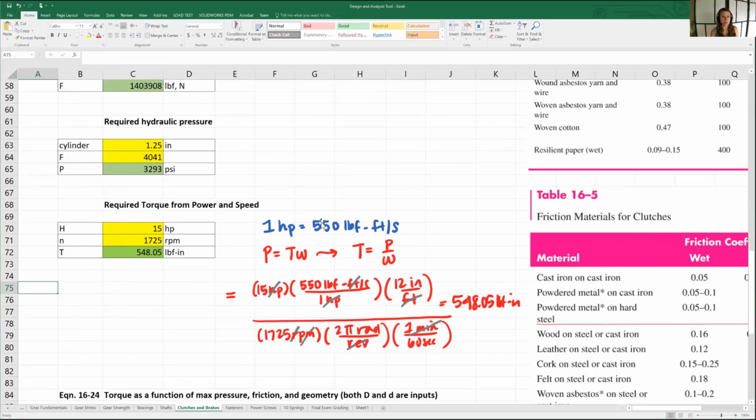The first thing is 1 horsepower equals 550 pound-force foot per second. And then we know that power equals torque times speed, so torque equals power over speed. You can look at how I did the conversions here: 15 horsepower times 550 pound-force foot per second per horsepower, which is a piece of information you would need, times 12 inches per foot, over 1,725 RPM, 2 pi radians per revolution, 1 minute per 60 seconds. You can see where I've crossed out the units to make sure I'm outputting units of pound-force inches. This is a good process to know, and again, a good thing to put in your analysis tool. So let's remember this value, 548.05.